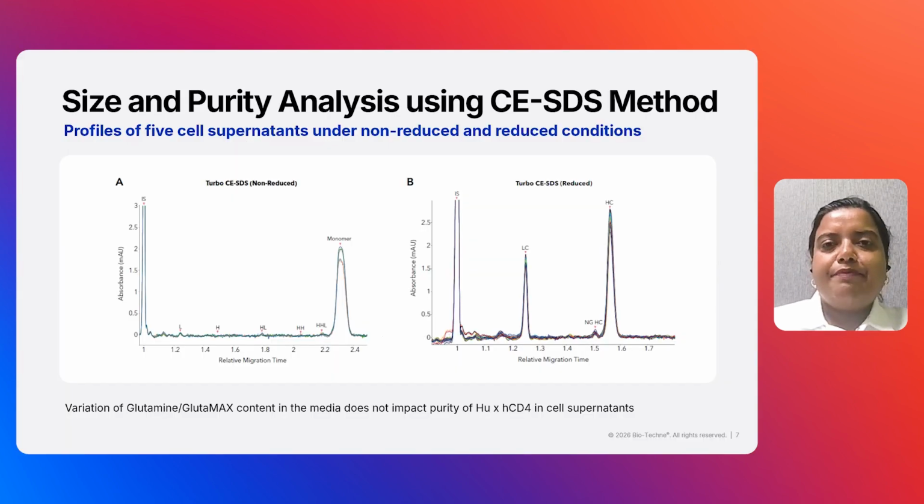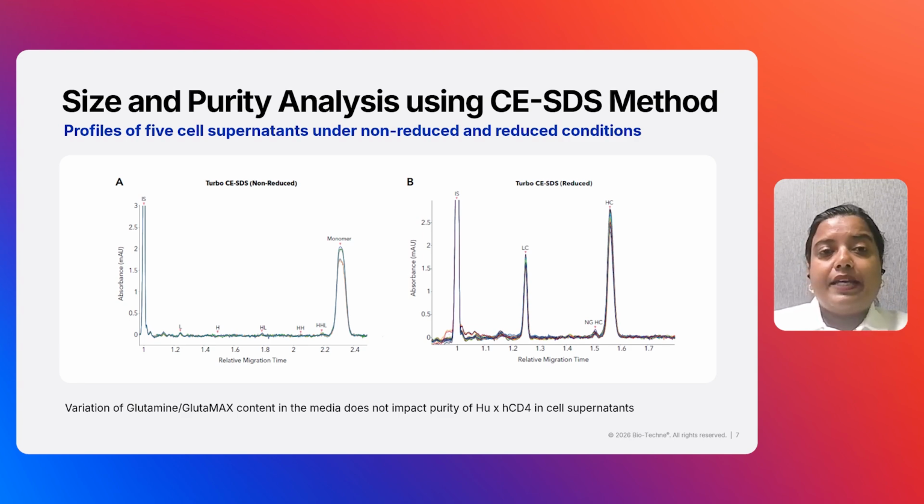We did the size and purity analysis using the CE-SDS method, where profiles from 5 supernatants under non-reduced and reduced conditions were analyzed. Here you can see the representative profile. There are the expected peaks, namely the intact monomer, heavy-heavy-light, and heavy-heavy-heavy-light. Heavy and light were detected under the non-reduced and the reduced conditions. You can see the heavy chain, the non-glycosylated heavy chain, and the light chain.